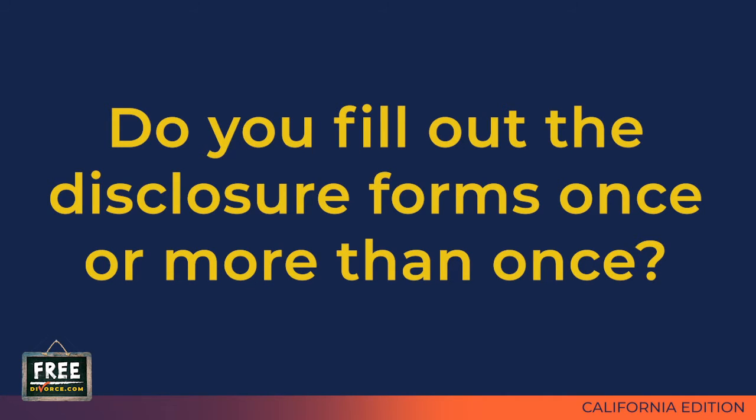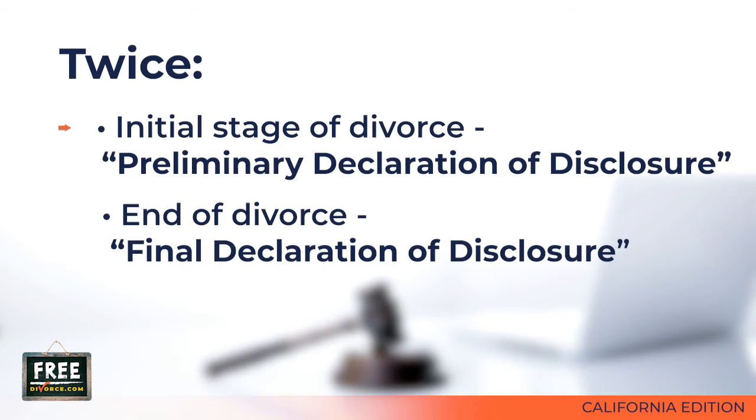And do you fill out the disclosure forms once, or do you have to do it more than once? Well, you're supposed to fill out the disclosure forms twice. Once during the initial stages of the divorce, and then again at the end of the divorce. And when you fill out your disclosure documents at the beginning of the divorce, that's called preliminary declaration of disclosure. The second time you fill them out, they're supposed to be called final declaration of disclosure.